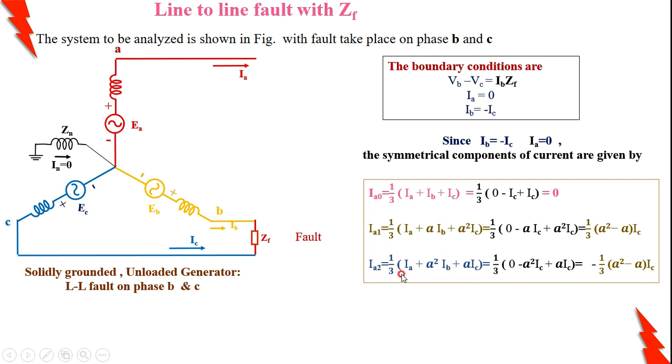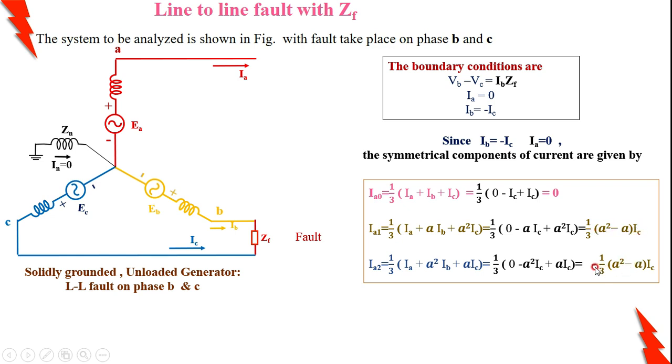Similarly, we can calculate IA2. IA2 is 1 by 3 (IA plus a square IB plus aIC). Once again, put the terminal conditions, that is IA is equal to 0, IB is equal to minus IC, and IC you are retaining as it is. If we simplify this, what I am getting is minus 1 by 3 (a square minus a) IC. If you look at the magnitude of IA1 and IA2, they are the same, but they are acting opposite to each other. Therefore, you can conclude that IA1 is equal to minus IA2, because one is 1 by 3 (a square minus a) IC, whereas this is minus 1 by 3 (a square minus a) IC.